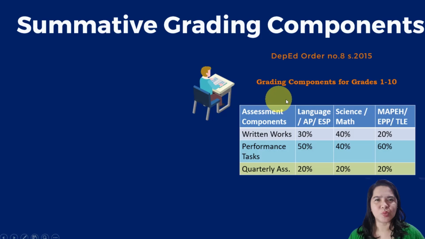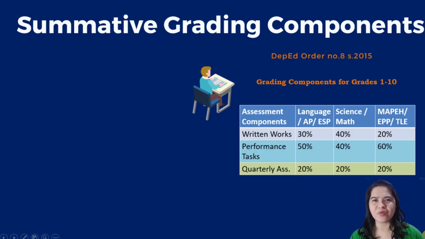We have the written work under language, AP, and ESP. Written work is 30%, performance task 50%, quarterly assessment 20%. For science and math, the written work will have 40%, performance task 40%, and quarterly assessment 20%. For the MAPE, EP, and TLE, we have 20% for the written work, 60% for performance task, and 20% for quarterly assessment.